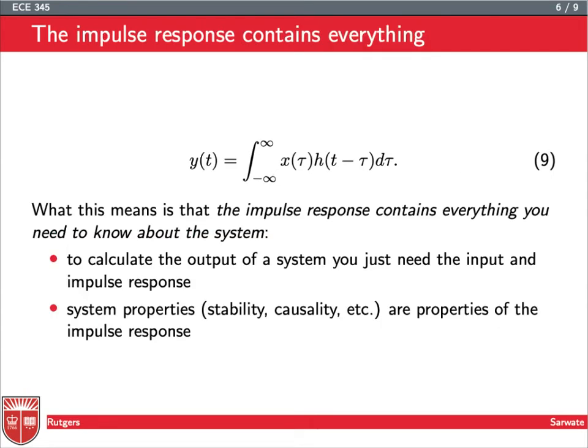So what this means is that the impulse response actually, much like in the discrete case, contains everything you need to know about the system. For example, to calculate the output of a system, you just need the input and the impulse response. Here's the input, here's the impulse response, and you just do an integral, and you get the output signal. Perhaps more interestingly, the system properties like stability and causality and so on are properties of the impulse response.